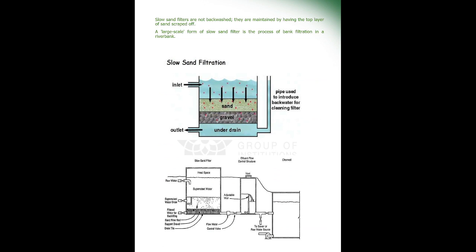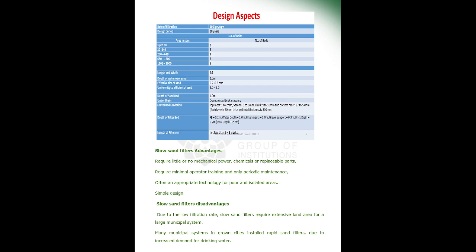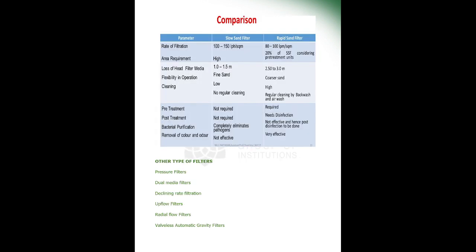Here you can see slow sand filtration, where the wastewater flows slowly into the filtering media, and the unwanted water or contaminants are thrown out and drained out easily. We also have the design aspects given in the table, and there are other types of filters. Before talking about them, we have a comparison between the slow sand filter and the rapid sand filter.